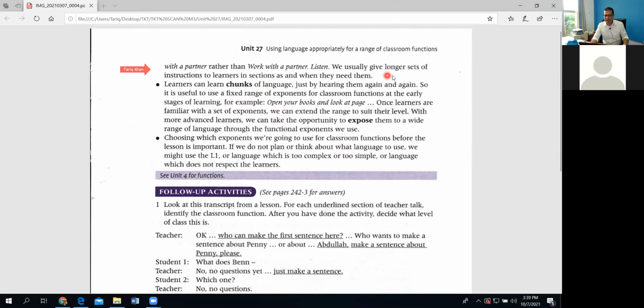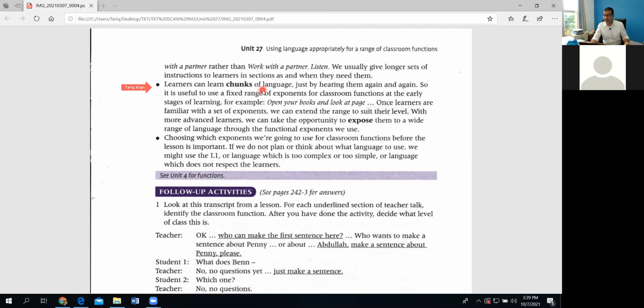We usually give longer sets of instructions to learners in sections as and when they need them. So instructions we give according to the need. Sometimes they need to be short and to the point, sometimes a bit longer, it depends. Learners can learn chunks. Remind yourself, we learn our mother language in chunks.